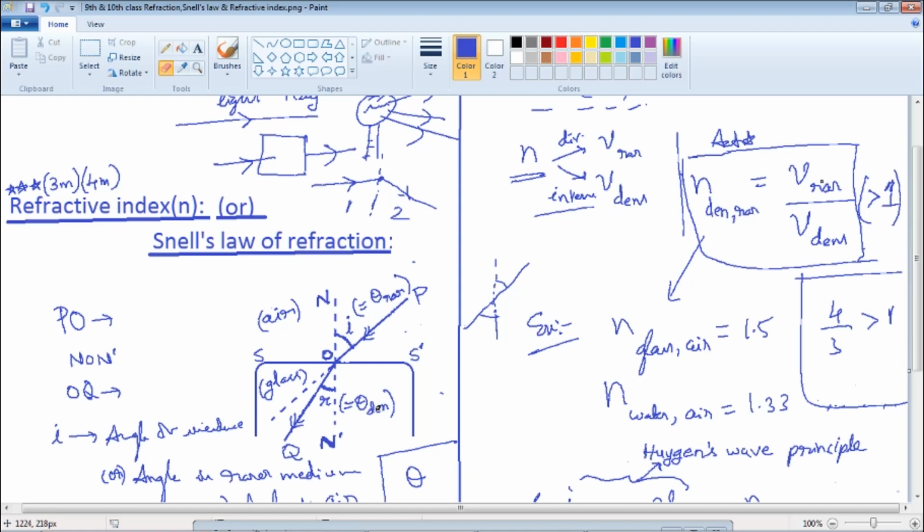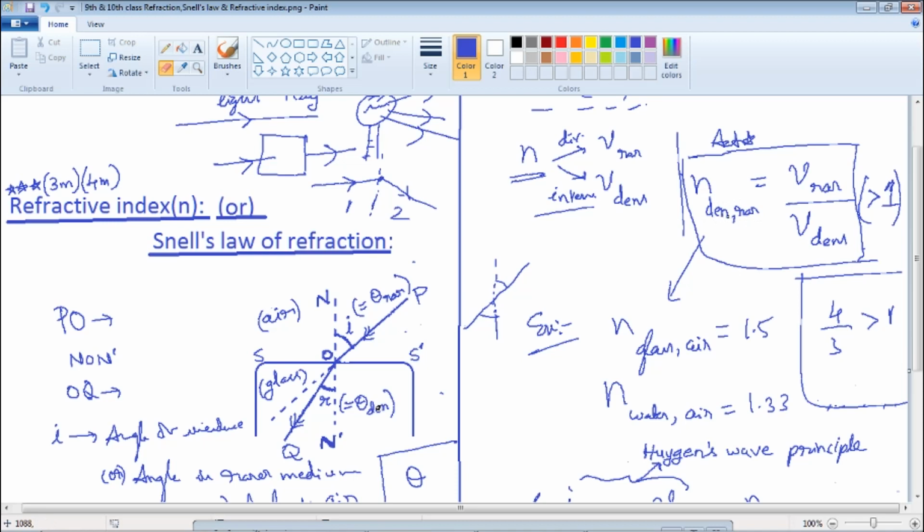Like that, V denser by V rarer also is a constant, because constant by constant is constant. If A and B are constant, then A by B is constant, and B by A is also constant. Like that, the reciprocal also will be constant, but that reciprocal is called the refractive index of the rarer with respect to the denser medium. So that's another refractive index.